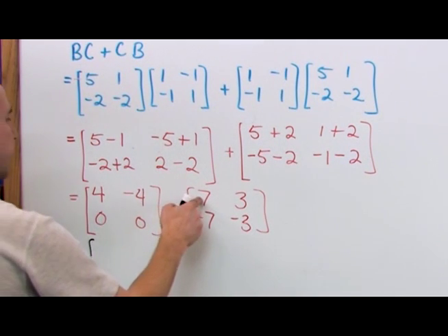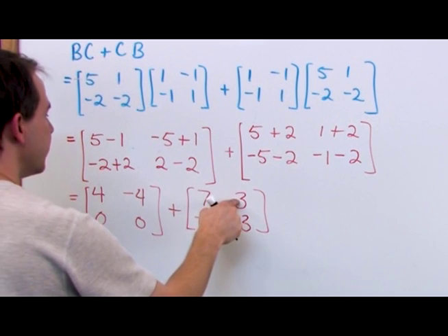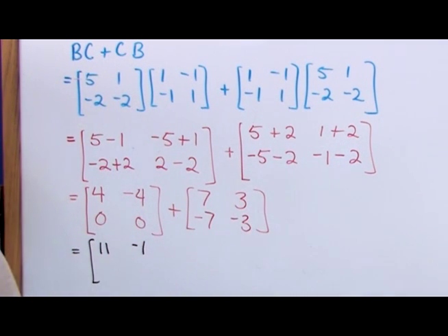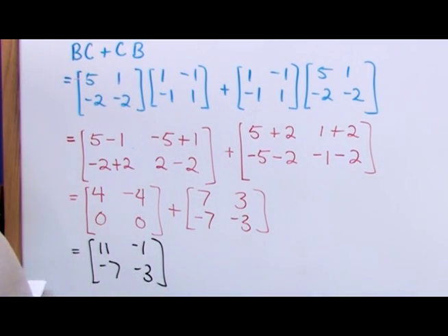So 4 plus 7 is going to give you 11. Negative 4 plus 3 is going to give you negative 1. 0 plus negative 7 is negative 7, and 0 plus negative 3 is negative 3. So that is the answer. 11, negative 1, negative 7, negative 3. And that would be the answer that you would circle on your paper right there.